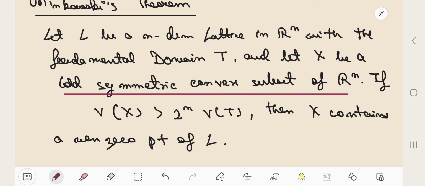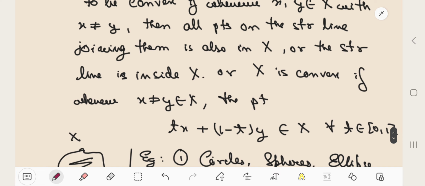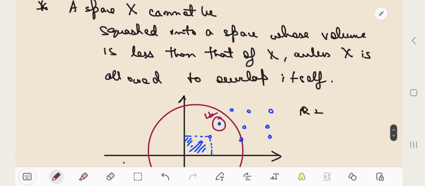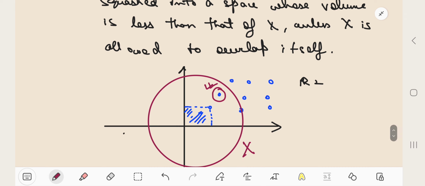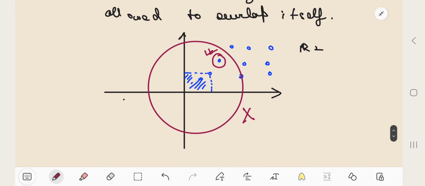Okay, so now let's start with the proof. Why do we require it being bounded? I guess you have already understood why we require boundedness. Why do we require it being symmetric? We'll see why it needs to be convex when we go on with the proof. But it needs to be symmetric because if I draw a degenerate shape which is not symmetric, then I can intentionally draw it in such a way that I avoid every non-zero lattice point. That is the reason why it needs to be symmetric.